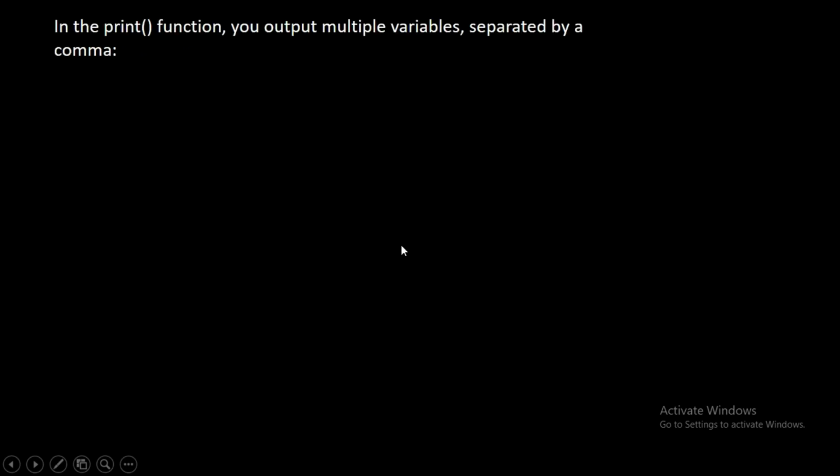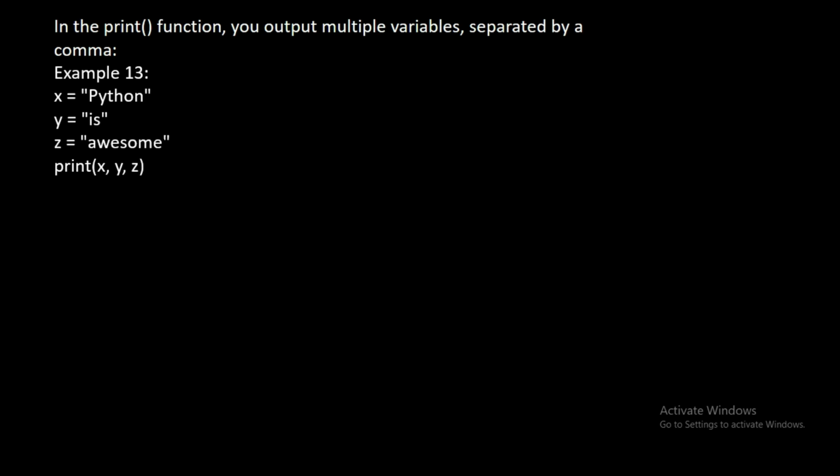Similarly, in the print function, you can output multiple variables separated by commas. Here x = Python, y = is, and z = awesome. In the previous example we declared x = "Python is awesome", but here we are declaring every word in its own variable: x = Python, and similarly for y and z. So the output would be similar to the previous one.